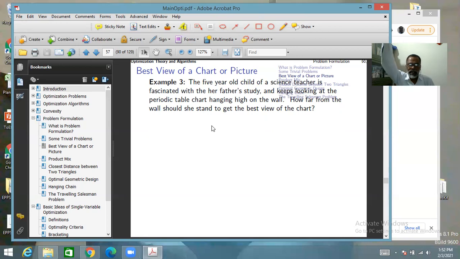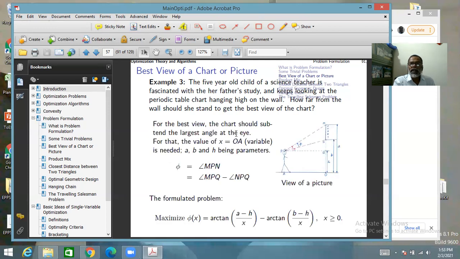Obviously, the chart is completely above her head, okay, because she is a child, small child, and the chart has been put on the wall for adult view. Okay, so the entire chart is above her head, and she has to look upward to see the chart and read H, He, Li, and so on. Okay, periodic table. So, how far should she stand to get the best view? So, for the best view, the chart should subtend the largest angle at the eye.